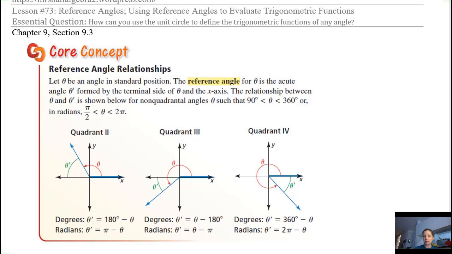We begin with reference angles. Let theta be an angle in standard position. The reference angle for theta is the acute angle theta prime formed by the terminal side of theta and the x-axis.